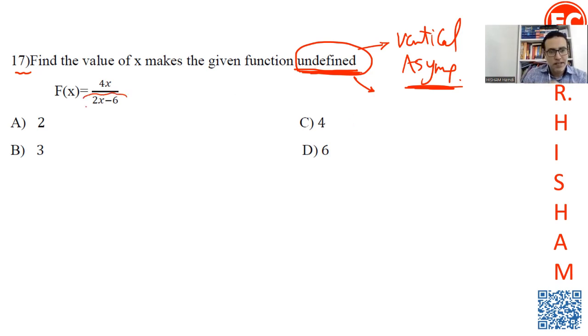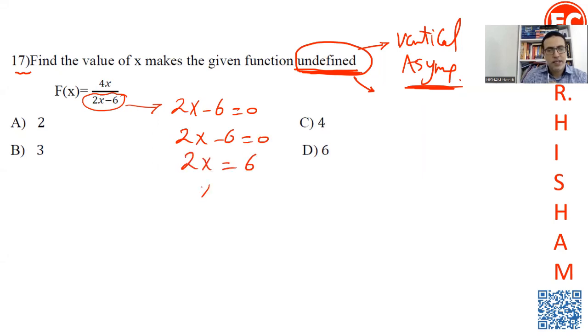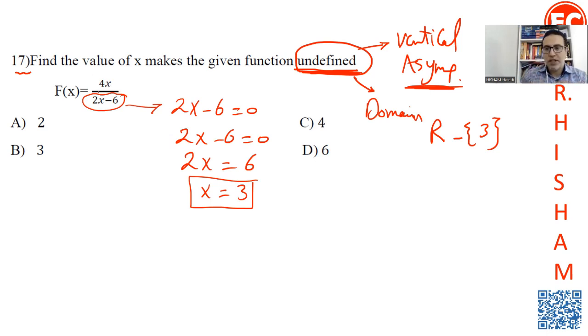You are going to take the denominator and make the denominator equal to 0. So 2x minus 6 is equal to 0. So 2x is equal to 6. So x is equal to 3. And by the way, if he's asking for the domain, it will be all the numbers in R. You can replace any number in R except the 3. So this is called a fractional function.